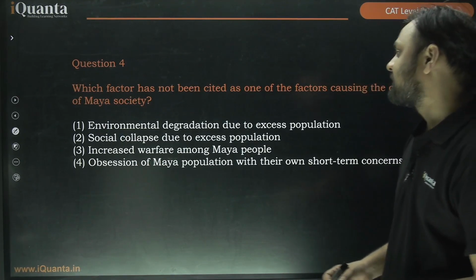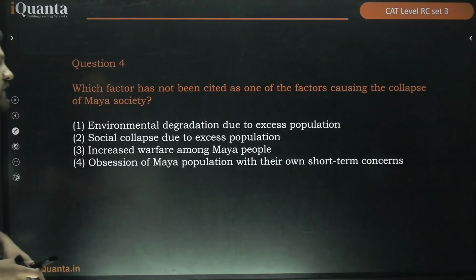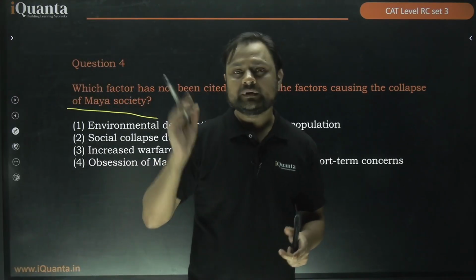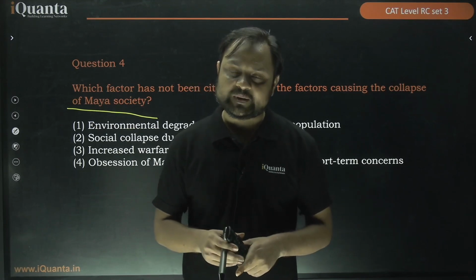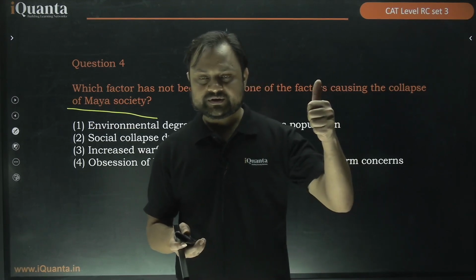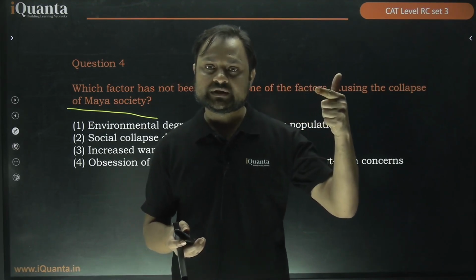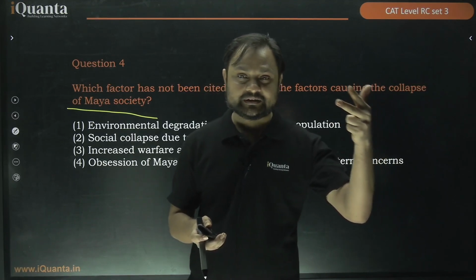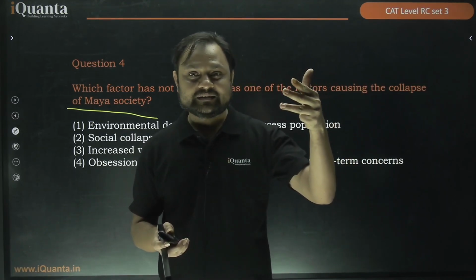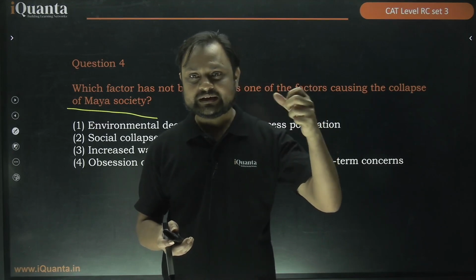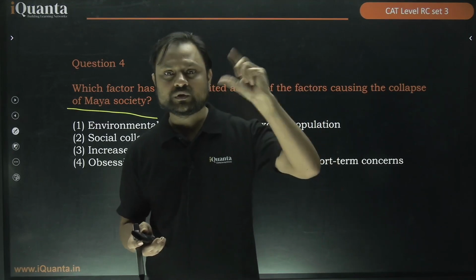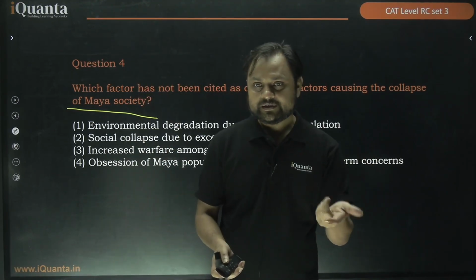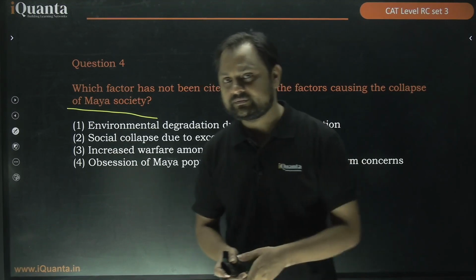Question number 4, it says which factor has not been cited as one of the factors causing the collapse of Maya society. You have read all the 5 strands explained by the author: that overpopulation was the reason, then mismanagement of the resources and population was the reason, and then there were fights, there were warfares, this became the reason, then came the drought, and then the incompetence of the rulers. That means the rulers were not focusing on the real issues, they got indulged in petty things. So, these 5 strands have been given, you already have read it.